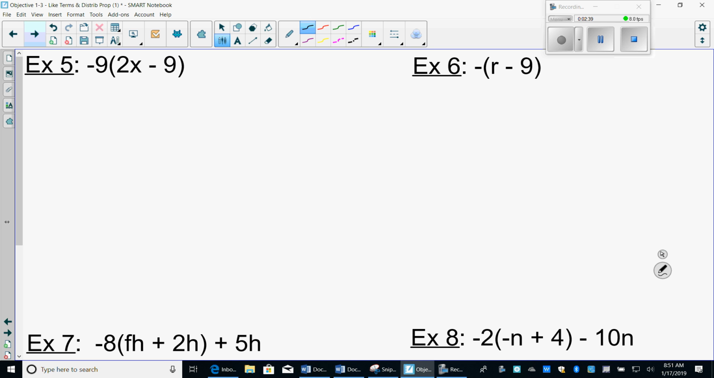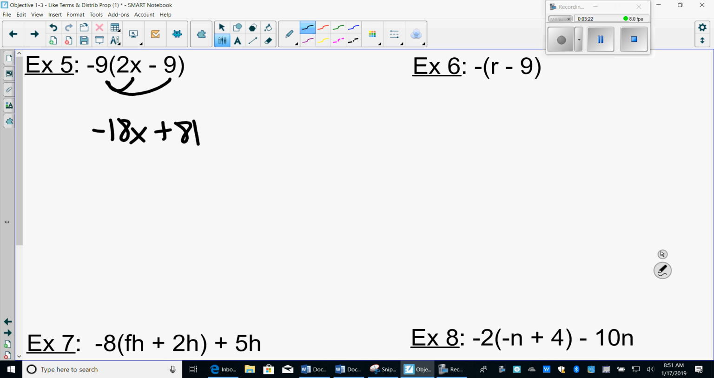All right, Cameron, talk me through how to do example 5. Exactly. So negative 9 times 2x is negative 18x. Perfect. Then negative 9 times negative 9 is positive 81. Can you add those two? Can you? Anybody? Can you add those two? No? Why? Because they're not like terms. Okay, one has an x, one doesn't. They don't match. Okay? All right.